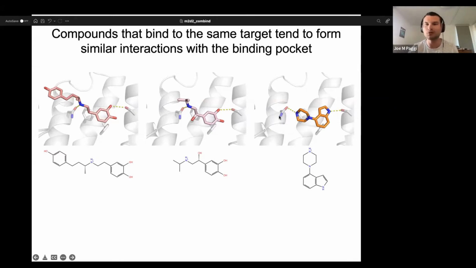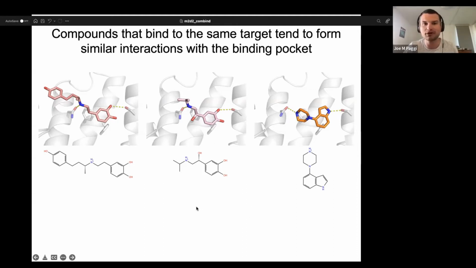So we wondered if we could somehow exploit this. It's not really an effect, because there's no real physical basis, but just a statistical tendency for the ligands to form similar interactions like this.